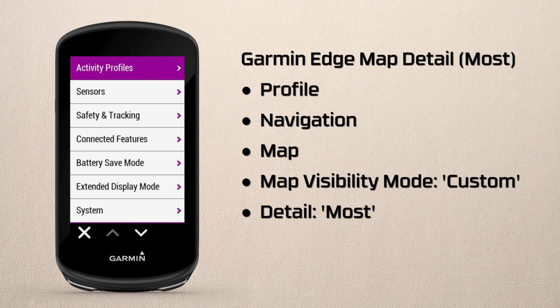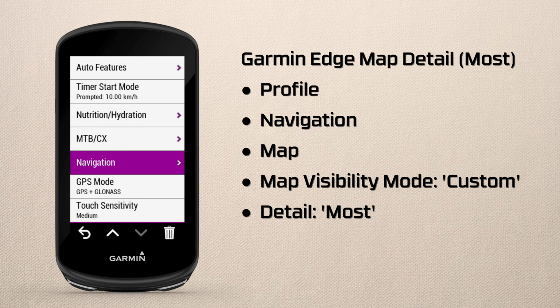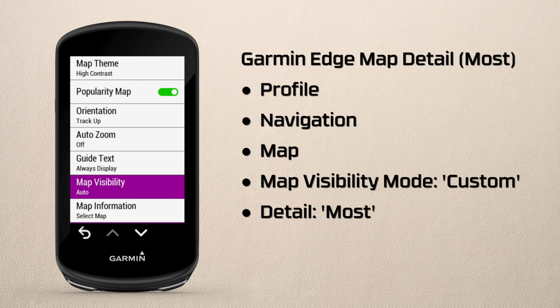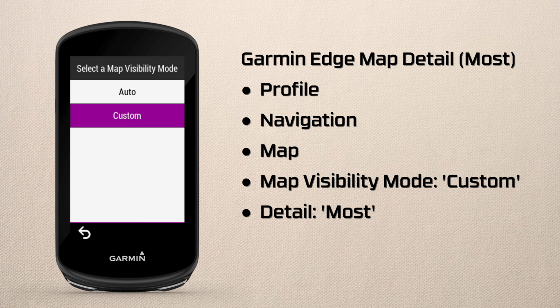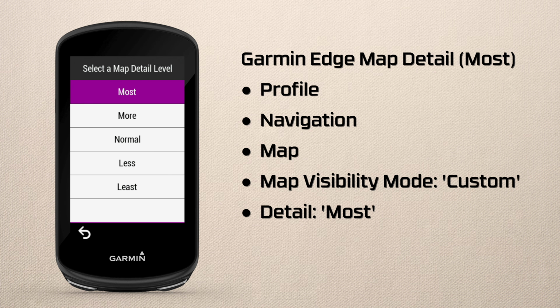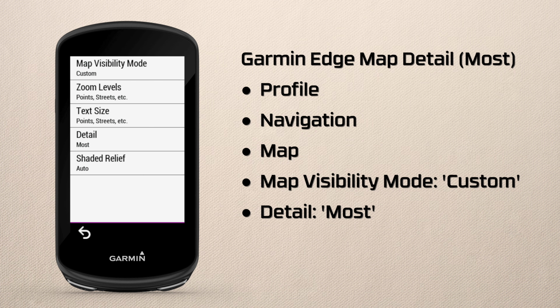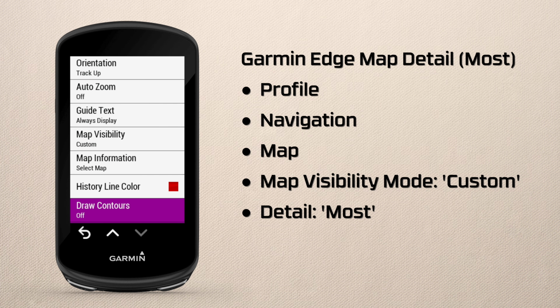Again, cutting straight to the chase about how I did this: it's profile, navigation, map visibility mode. Auto is the default, change that to custom. The detail then defaults to normal, and change that to most. I left the other mapping options as defaults, but I did change the map theme to high contrast and I set draw contours to off. That just gets in the way.